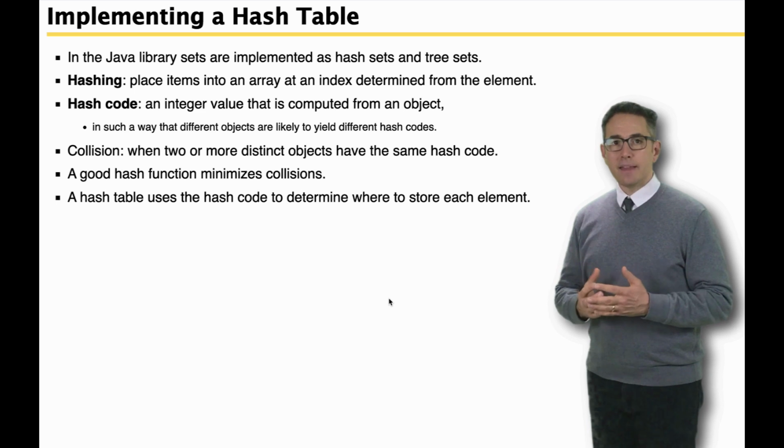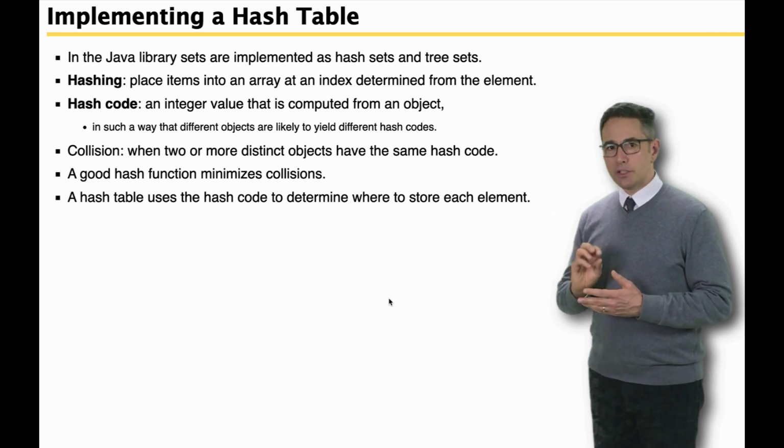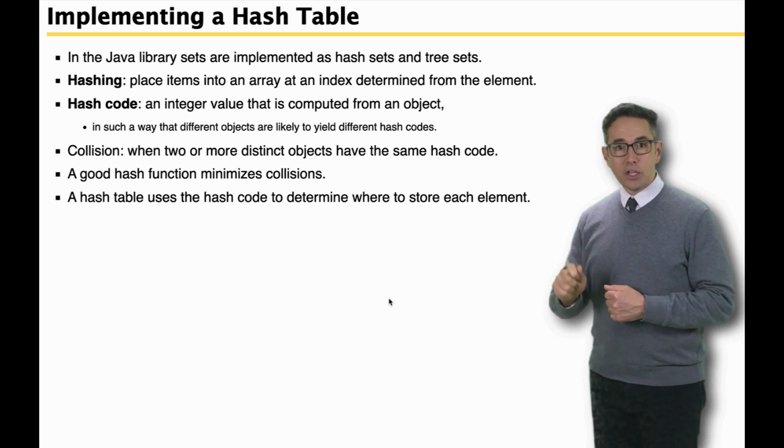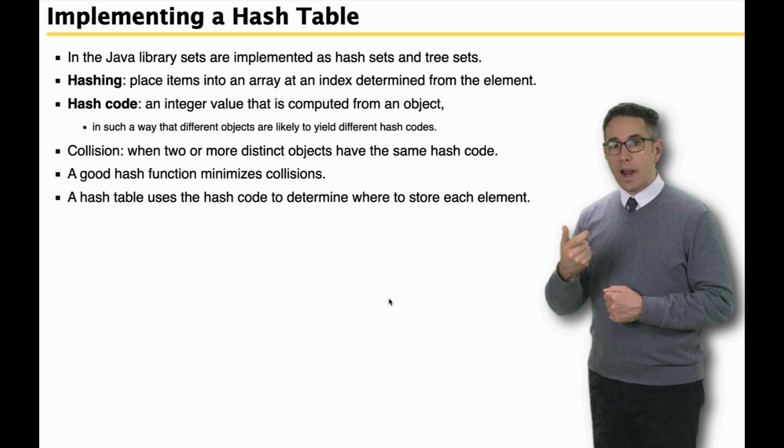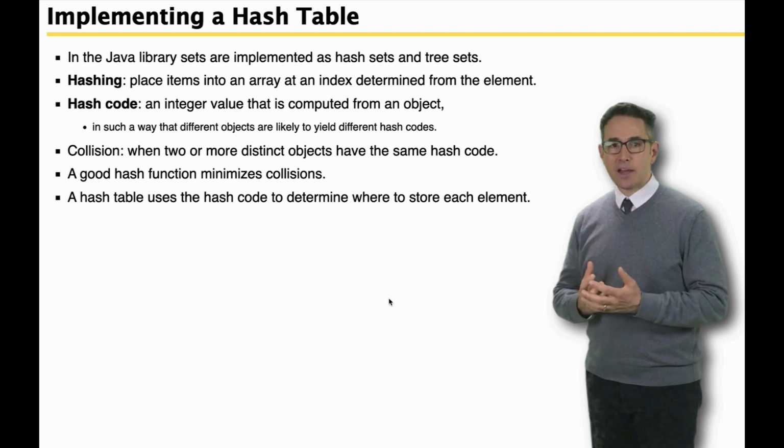Now, assuming that everything that a user wants to put into our set can be hashed, so we can get a fingerprint of it, we can use that fingerprint in different ways. For example, we can use that fingerprint to identify where we're going to store an element in an array inside our hash set. Let's look at this in a little bit more detail.